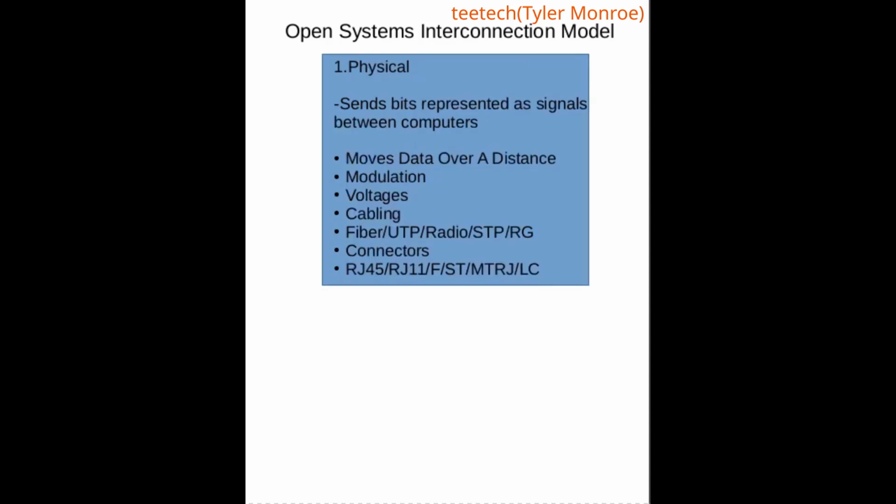So, lastly, we have layer 1, which is the physical layer. The whole job of this layer is to send bits as signals. So it has to find a way, because in computers you have binary. Binary is just ones and zeros. Well, we can't just send the port numbers right over the line, say this is port 80. It doesn't work that way. It's represented by a series of ones and zeros. And the computers on the other side know that, and they're able to take that and figure it out from there. But it sends bits represented as signals between computers. And it moves data over a distance.